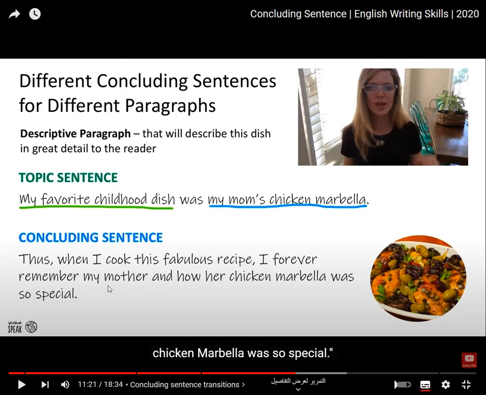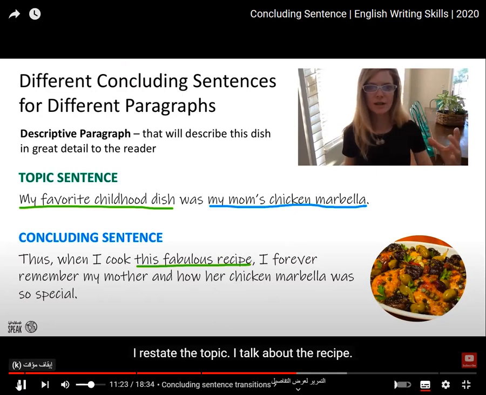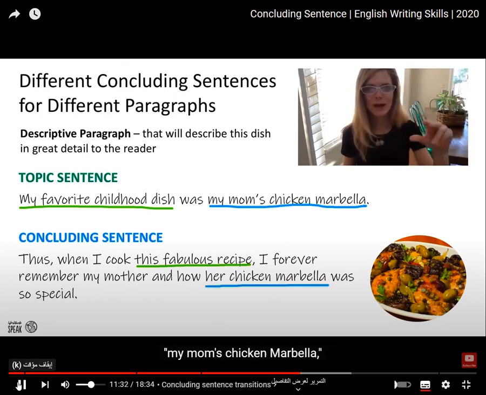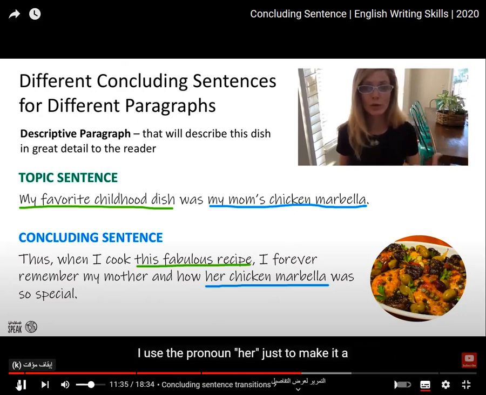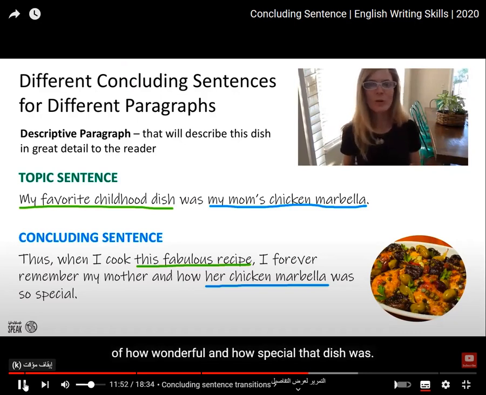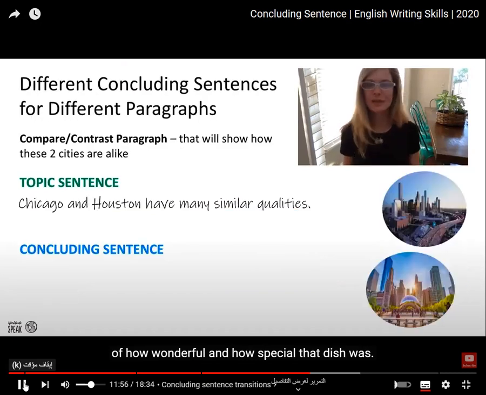I forever remember my mother and how her chicken marbella was so special. As you can see here, I restate the topic. I talk about the recipe. Instead of using the word dish, I use the word recipe. And then instead of using my mom's chicken marbella, I use the pronoun her, just to make it a little bit different. And so this concluding sentence is a pretty simple one. It just restates the topic sentence. It uses some synonyms, and it leaves the reader with a feeling of how wonderful and how special that dish was. Let's take a look at another one.